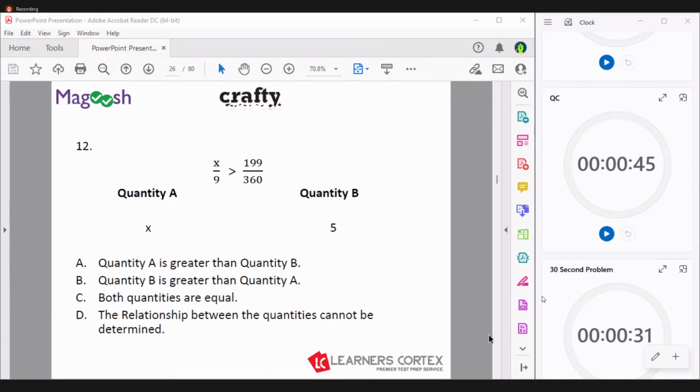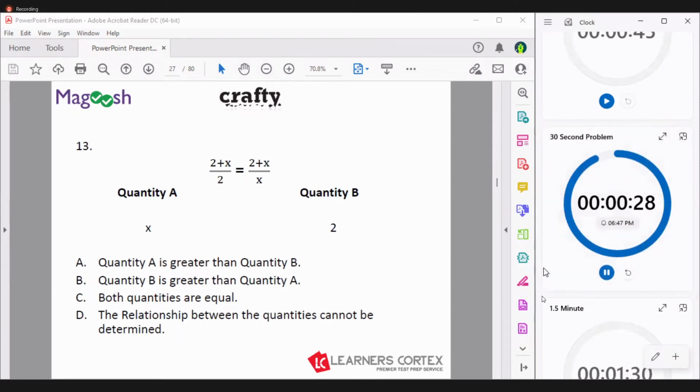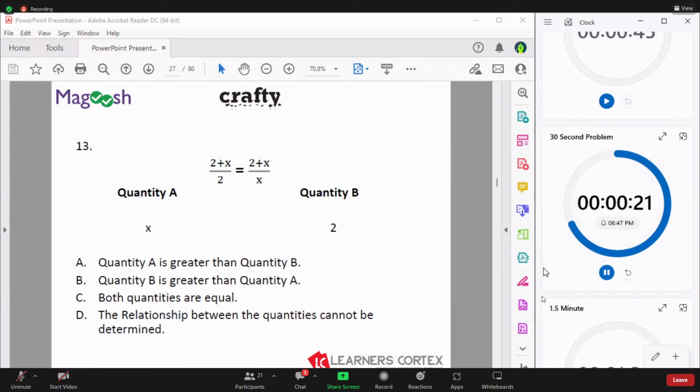Next question. Again, I'll set a timer for 30 seconds. We already solved this. Please let me know the answer. Venkatesh, would you like to?